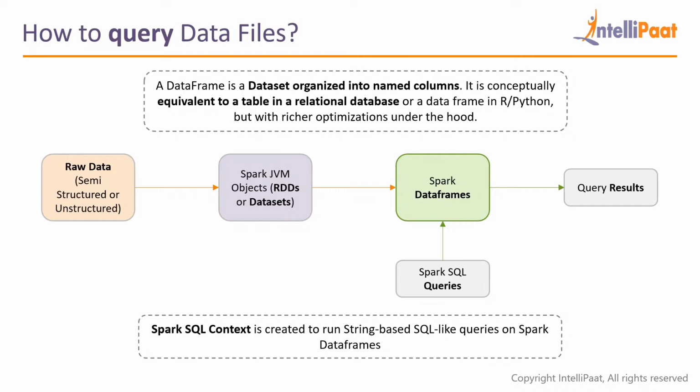It brings it down so that a normal person who has experience in relational database management systems can use Apache Spark very conveniently without having to learn a lot of new things, right? So this is one of the advantages of Apache Spark, the accessibility that it provides, right? So as we can see on the bottom, Spark SQL context is created to run string-based SQL-like queries on Spark data frames. So as we discussed earlier, now let us perform some SQL queries using the SQL context that Apache Spark provides on a freshly created data frame. So let us begin.